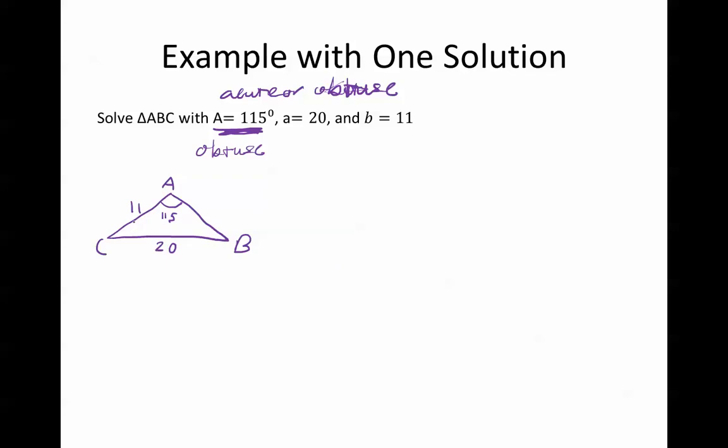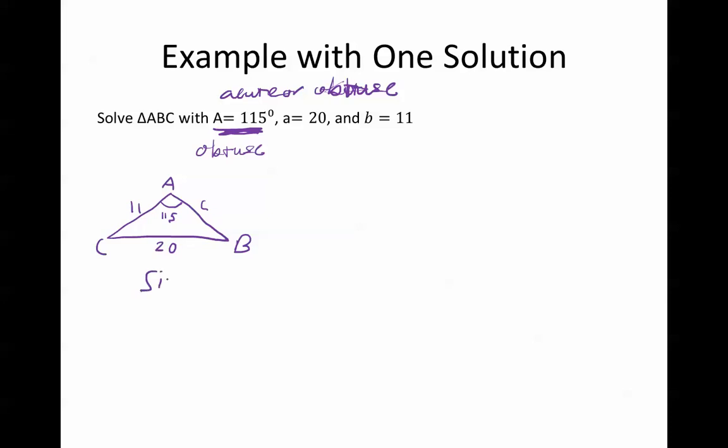Now notice on this one we can't find angle C right away, because we only have one angle. So we're going to have to find an angle first. And as it turns out, I can't do angle C, because to find angle C, I need side C, and to find side C, I need angle C. So that doesn't work. But since I have side B, I can find angle B.